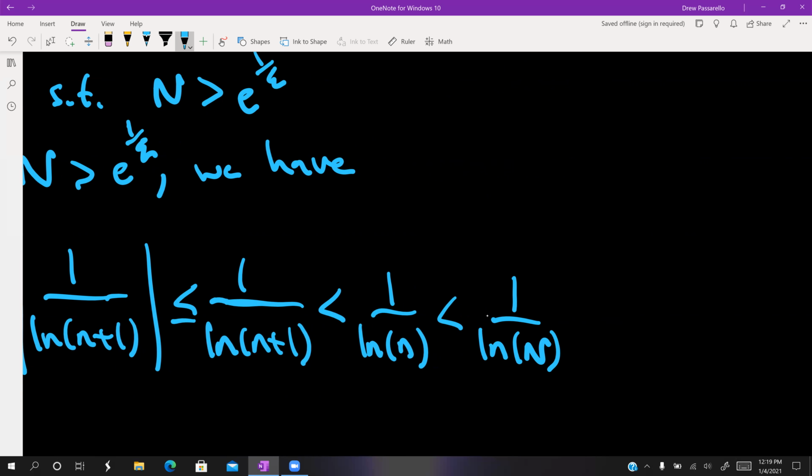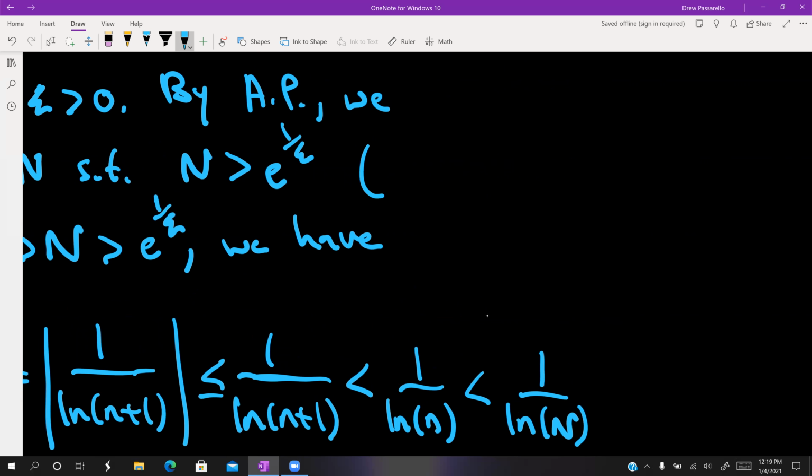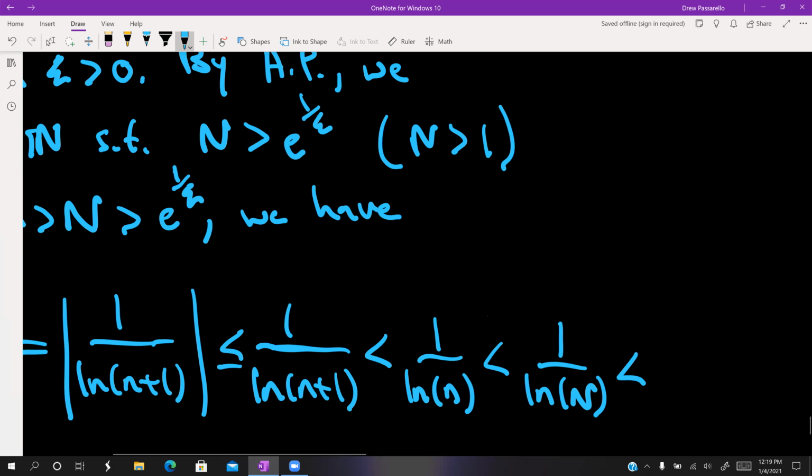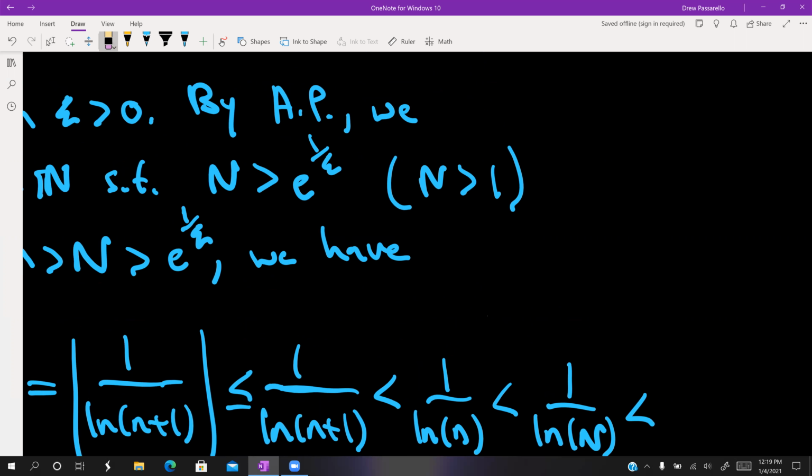And again, capital N is bigger than 1. You don't necessarily need to state that because of e raised to 1 over epsilon. So we need capital N, the index, to be greater than 1 so that we're not dividing by 0. So 1 over the natural log of capital N, that's going to be less than, let's see, so to be kind of off to the side.